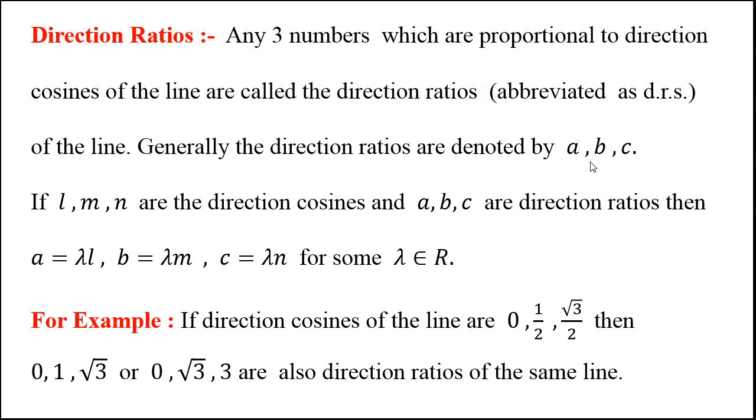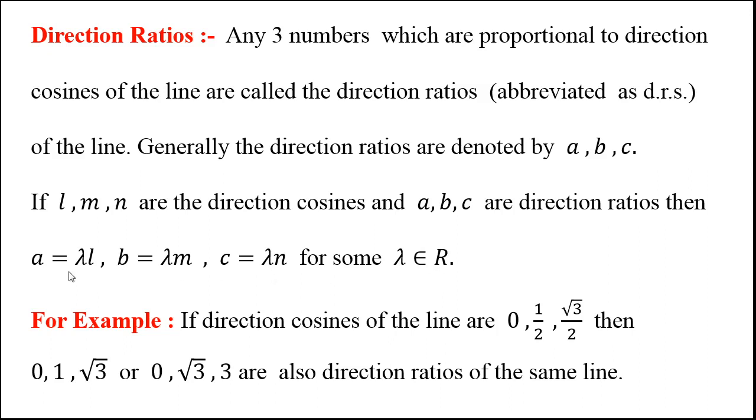Numbers are said to be in proportion if their ratio is constant. Same multiples of DCs. So if l, m, n are direction cosines and a, b, c are direction ratios, then these a, b, c are multiples of l, m, n. So a is equal to lambda into l, b is equal to lambda into m, c is equal to lambda into n, for some real number lambda.